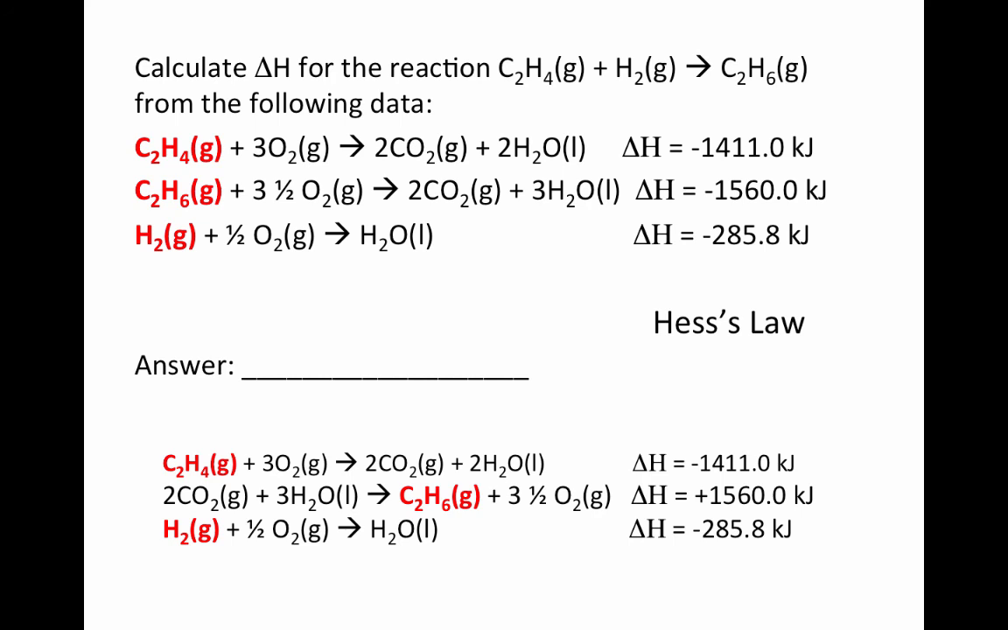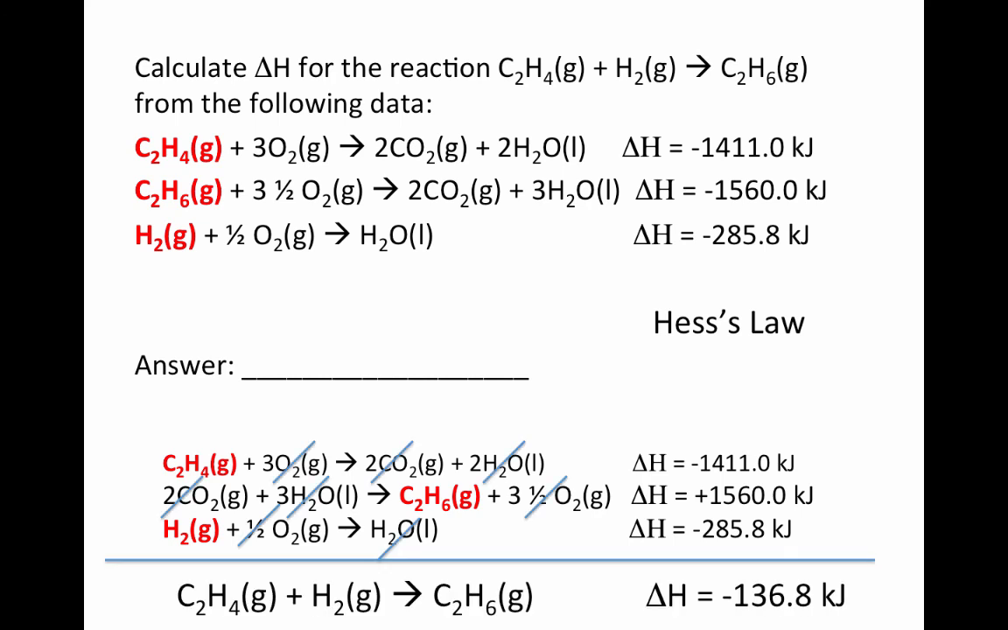The first equation I can list as is because I want to have C2H4, 1 mole of it, as a reactant. That's how it is in the provided equation, and that's how it shows up in the target equation. The C2H6 gas, I also want 1 mole of it, but I need to reverse the reaction, so therefore I change its sign. The H2 gas, I want 1 mole of it, and as a reactant, so that was also in the right position. So the only thing I had to do was reverse the second reaction. When I add them all together, it results in the target equation, and I add up the delta H values to get the overall enthalpy change.